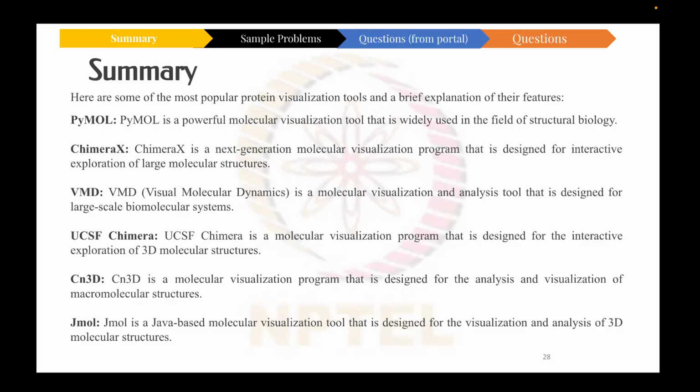So in summary, there are many protein visualization tools available to researchers, each with its own strengths and weaknesses. These tools are essential for the analysis and interpretation of protein structures and are used in a wide range of fields including structural biology, biochemistry and biophysics. The choice of tool depends on the specific needs of the user. The features and capabilities of each tool should be carefully considered before making the choice.